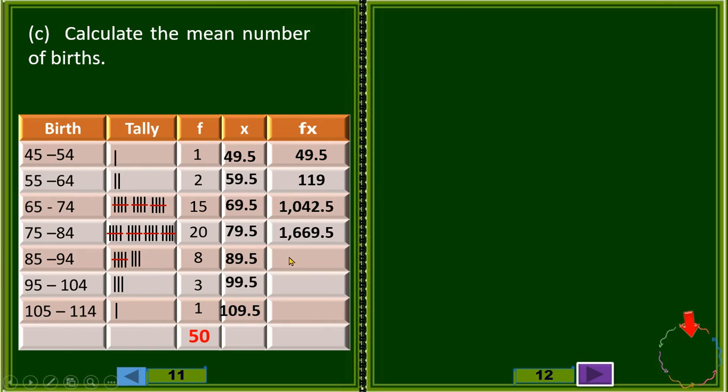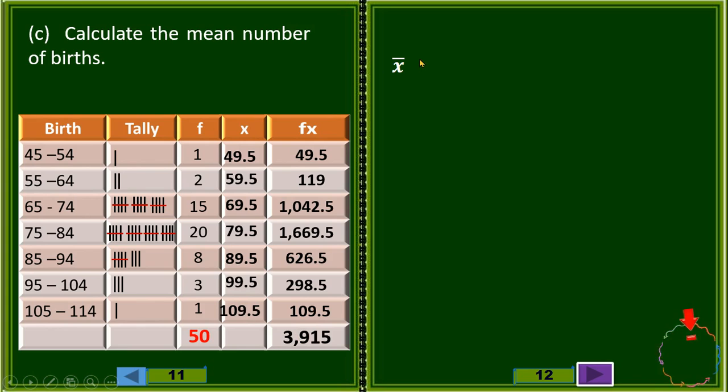With calculator, you can get that: 626.5. 99.5 multiplied by 3 is 298.5. 109.5 multiplied by 1 will give us 109.5. Using the calculator, we're going to add 49.5 to 119, then down to the last number here, 109.5. If you use calculator and add these numbers one after the other, the total you will get is 3,915. That is the sum of the products of the frequency and the class center.